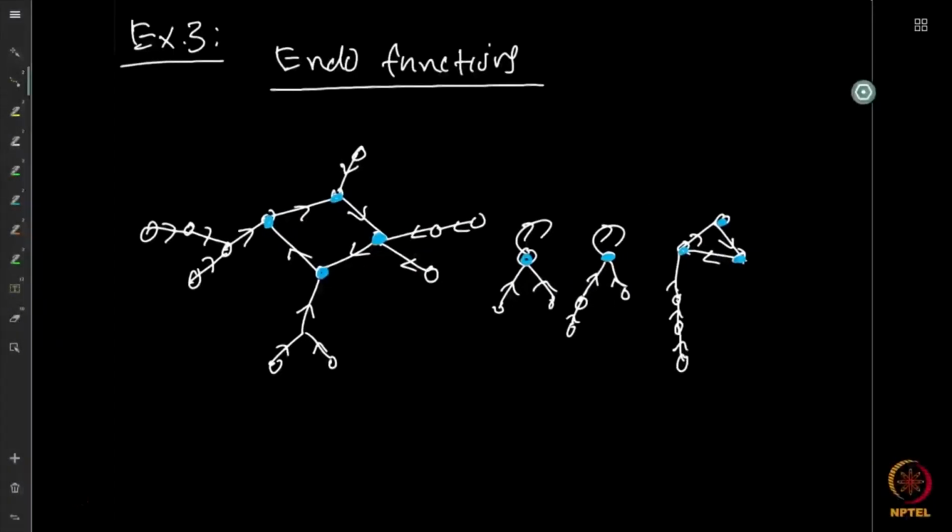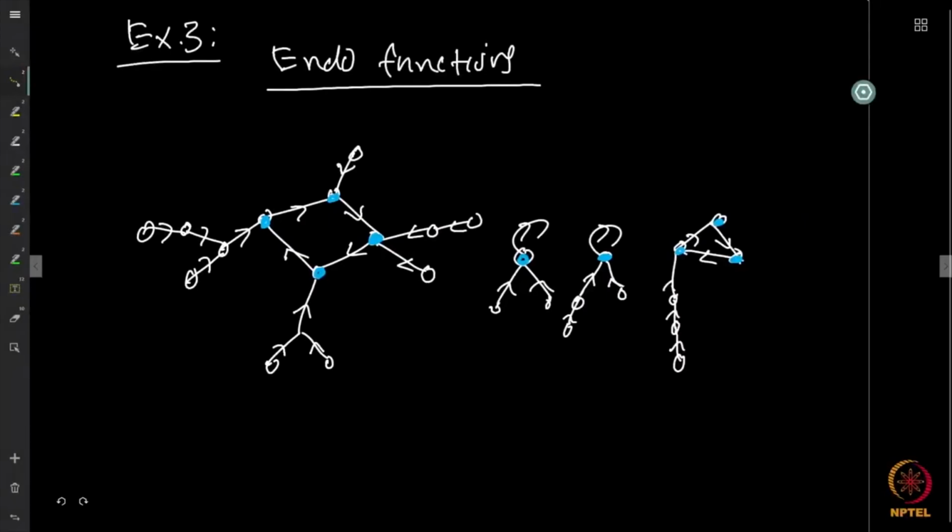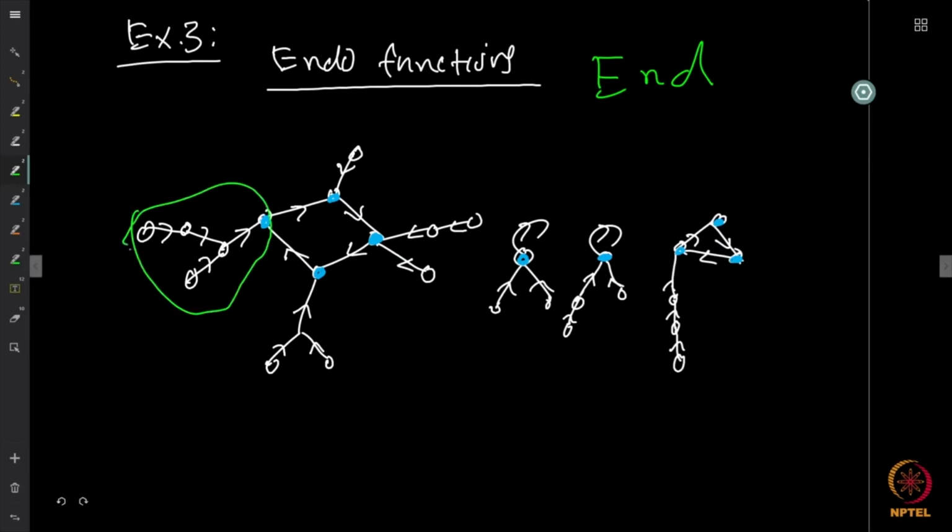Now, another example is the species of endofunctions. We denote by End the species of endofunctions. If you recall from our earlier lectures on graphs, we came across endofunctions. Endofunctions had this nice structure where you have lots of rooted trees, and these rooted trees were all going like this.